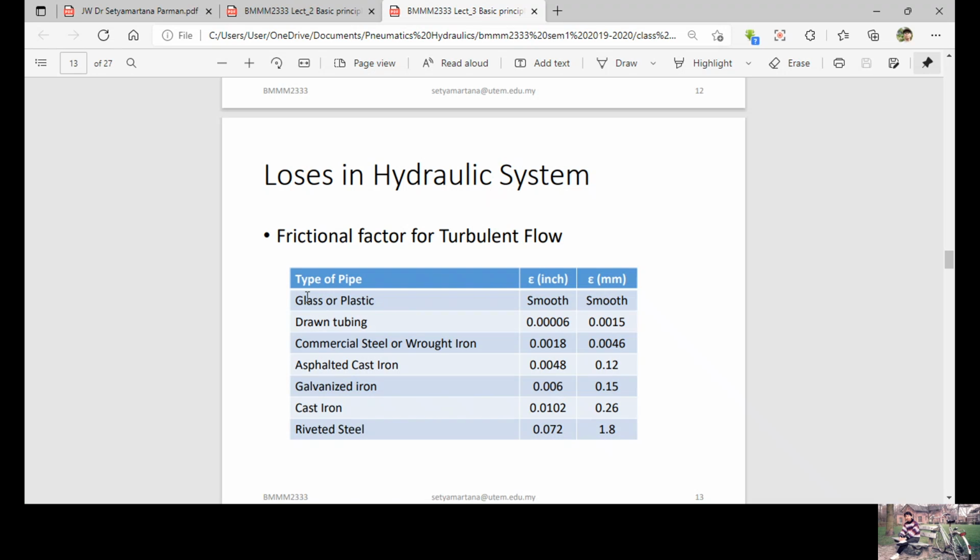So here, from the upper position to the lower position, the surface roughness is increasing. Glass or plastic is very smooth, and then drawn tubing is smooth, commercial steel or wrought iron is more rough, and then this is the roughest surface material, riveted steel.